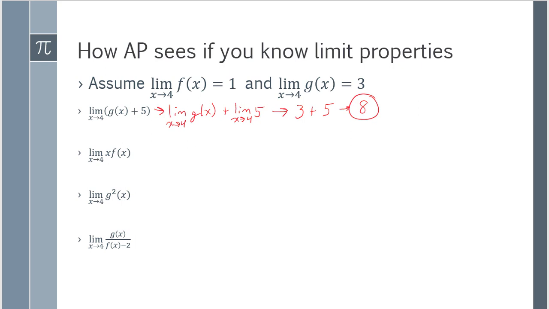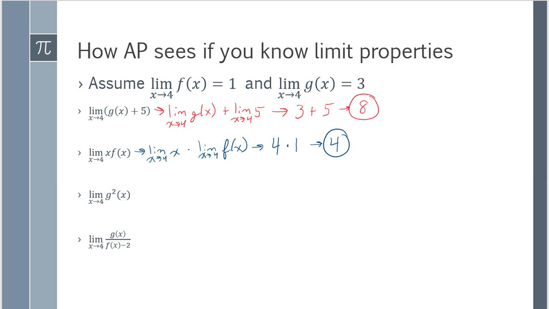If I were to do a different example here, the limit as x approaches 4 of x times f of x would be the limit as x approaches 4 of x times the limit as x approaches 4 of f of x. Well, this is asking what does x approach while x is approaching 4? Well, it has to approach 4. And we're told the limit as x approaches 4 of f is 1, so that's 4 times 1, which is 4.